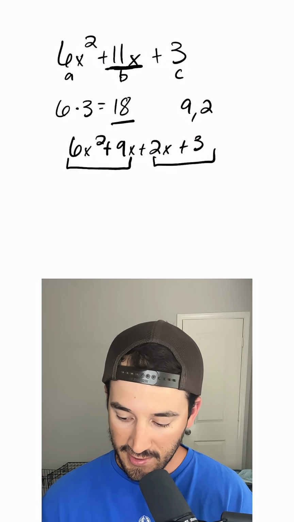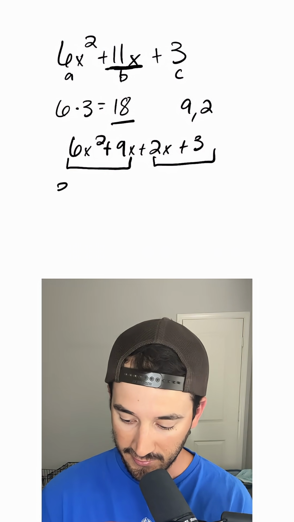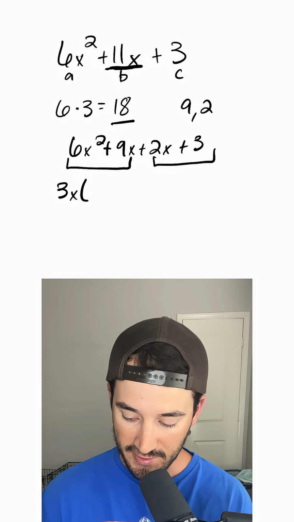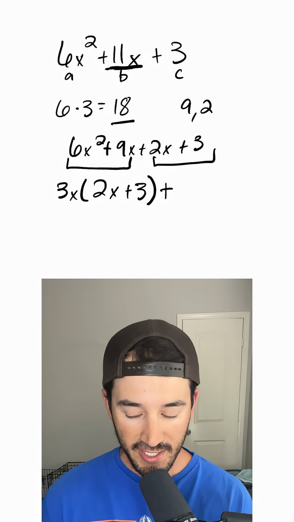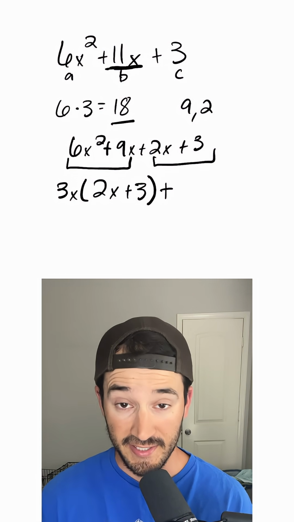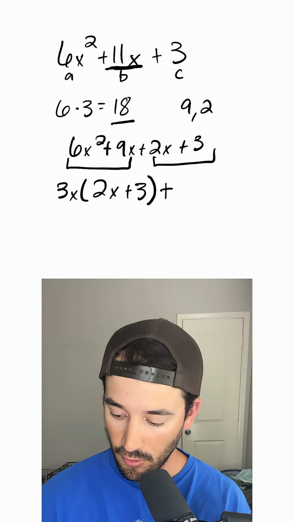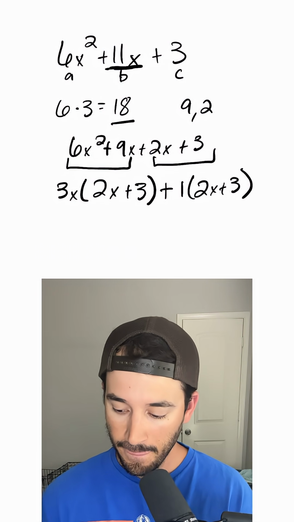And so I see that we can factor out a 3x from our first group. And so that's going to give me 3x times 2x plus 3. And then our second group, there's nothing that we can factor out really except for a 1. So I'm going to take out a 1, and it's just going to be 1 times 2x plus 3, and that's going to be it.